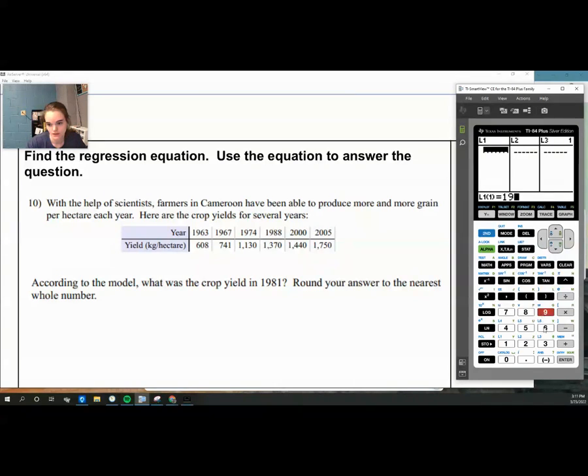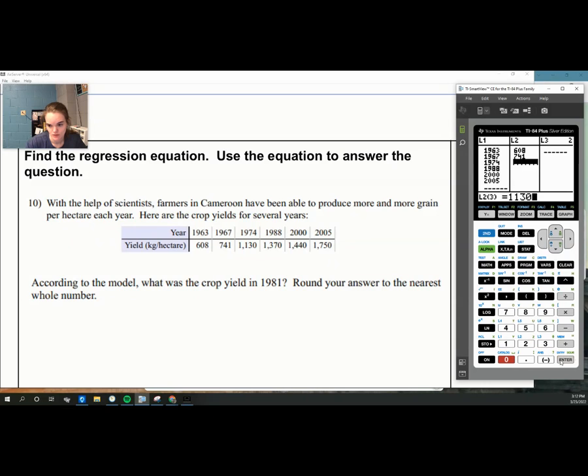So 1963, 1967, 1974, 1988, 2000, 2005. Then 608, and that's hectare, kilogram per hectare. It is a unit of measurement you're not used to. We usually use acre. 741, enter.